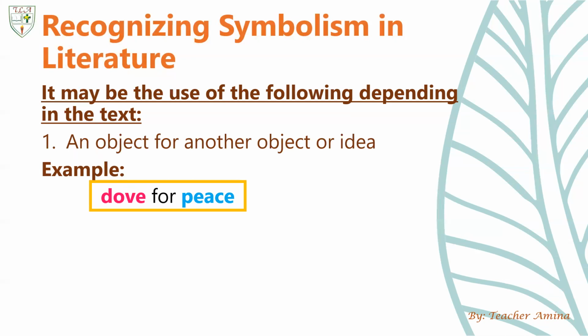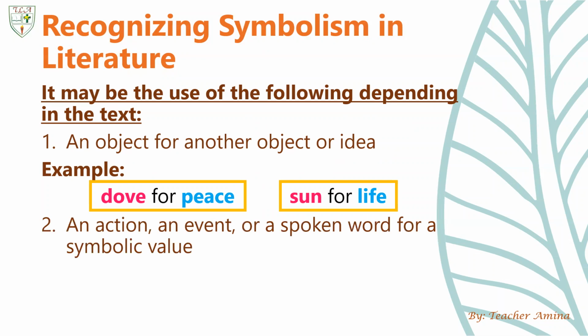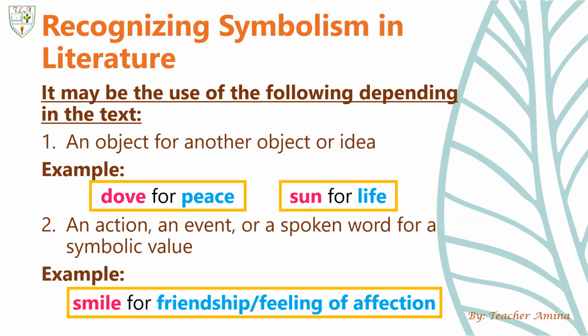Okay, we know that dove is a kind of bird, but we're not going to take it literally. So we're going to take it as a symbol. So dove, symbol for peace. Sun, symbol for life. It could also be an action, an event, or a spoken word for a symbolic value. Example, smile for friendship or feeling of affection.